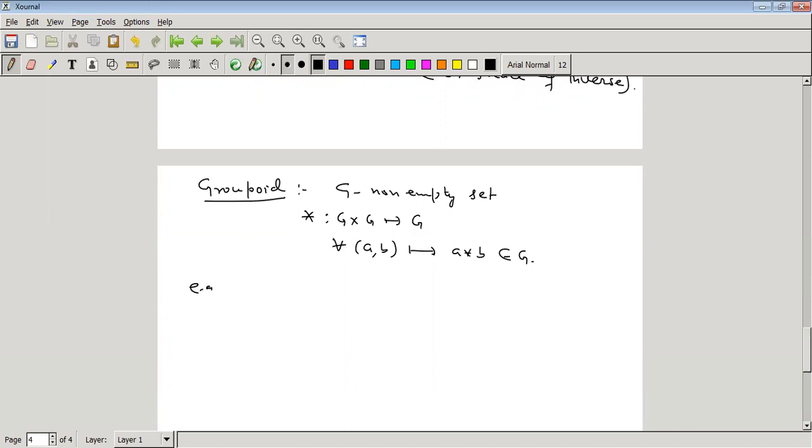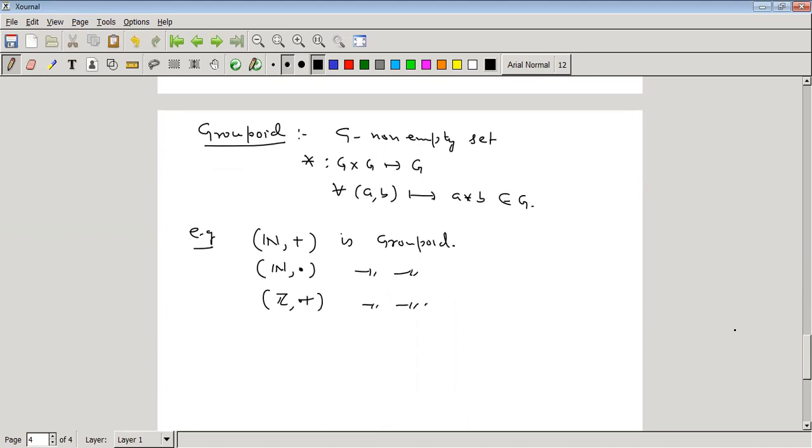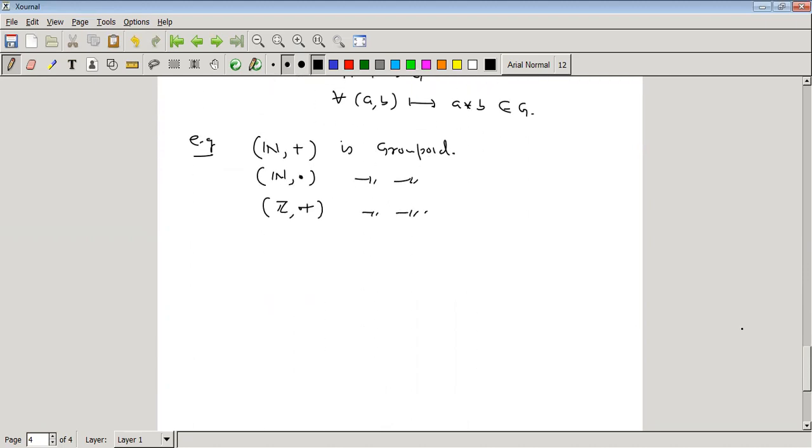So an example of a groupoid is the set of natural numbers with binary operation addition. N with addition is a groupoid. Similarly, N under multiplication is also a groupoid. Z under addition is also a groupoid. Z under multiplication is also a groupoid. You can think of some more examples.